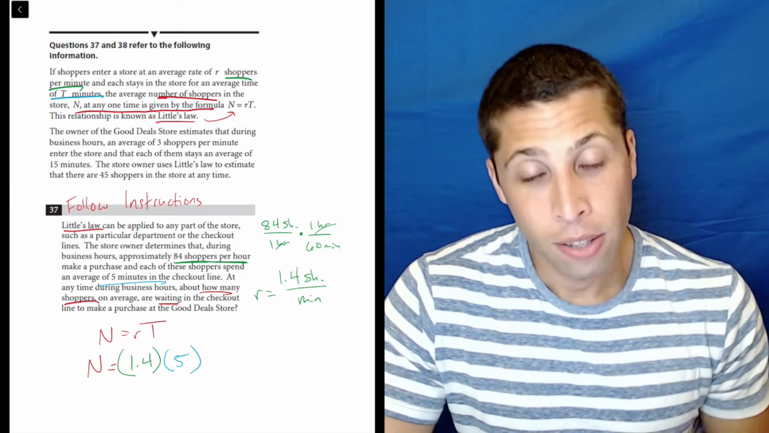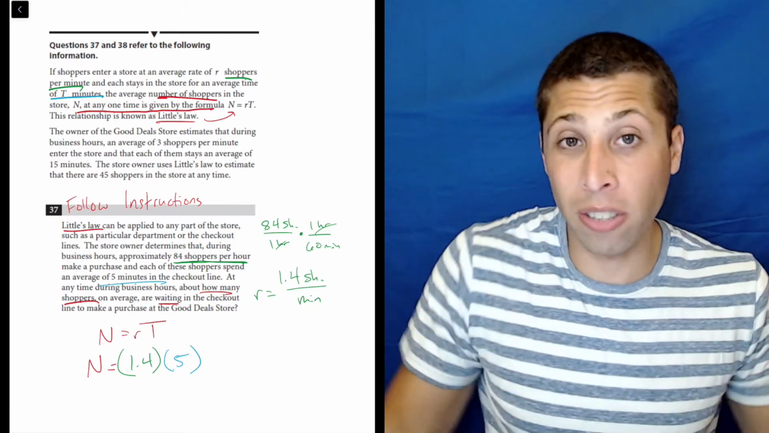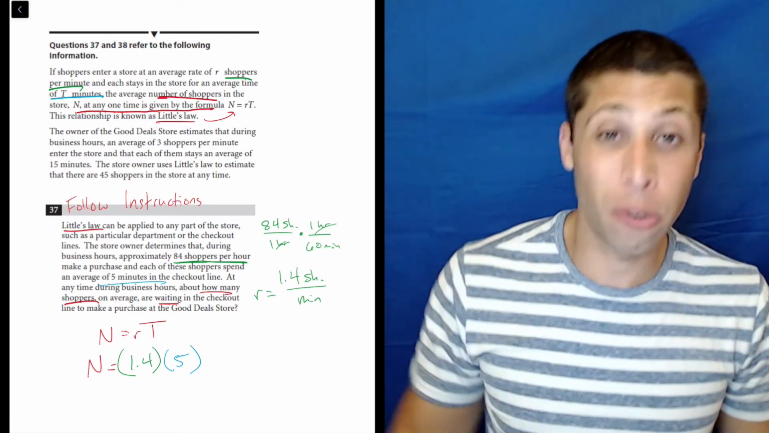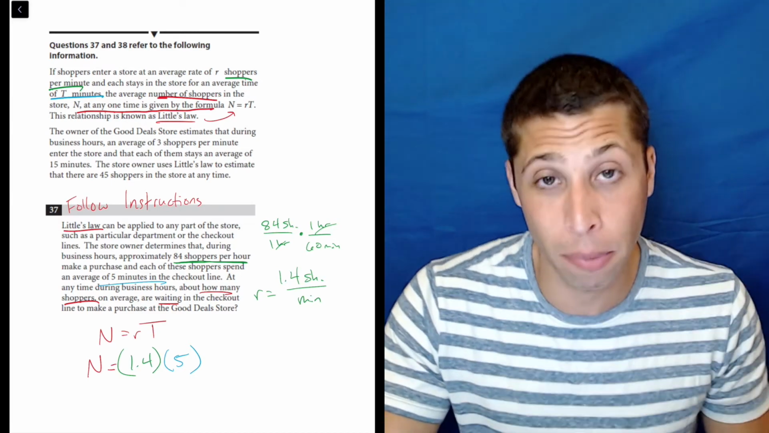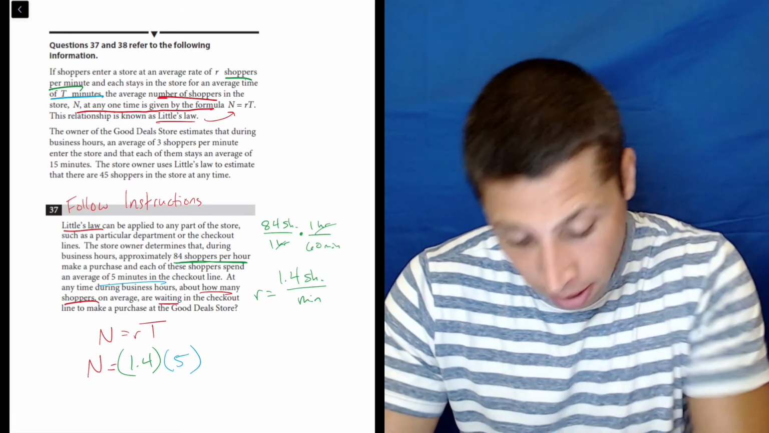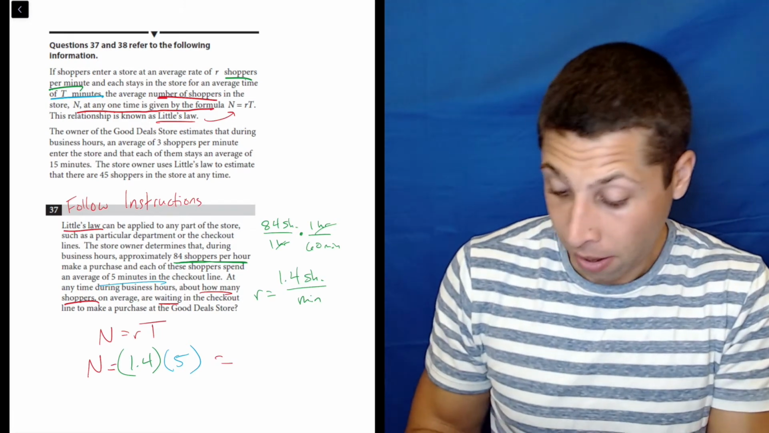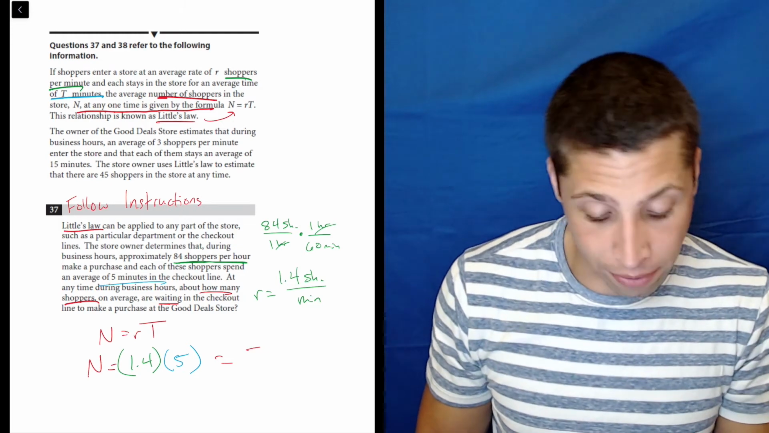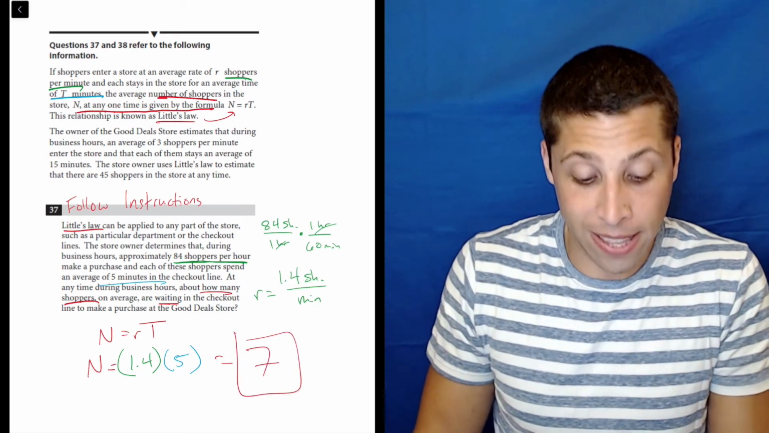So this question really turns out to be pretty simple. We are plugging two numbers into a formula and solving for the other missing number, and that's that. And so, okay, 1.4 times 5 is 7. And that's the answer.